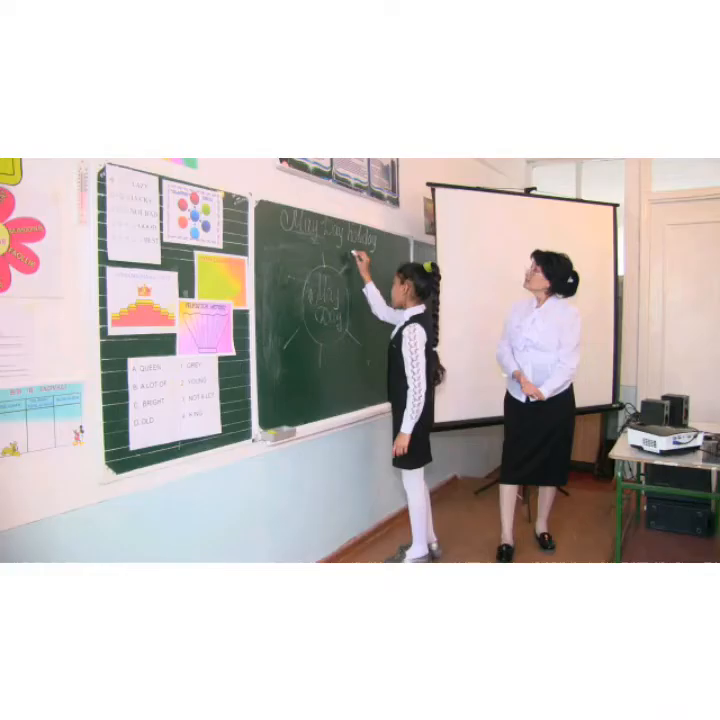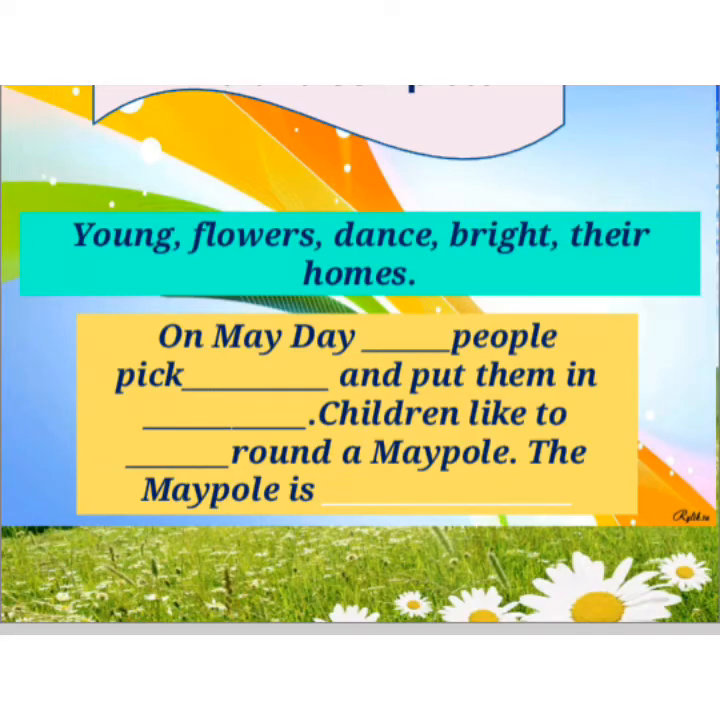Open your copybooks. Find activity 4 given on page 122. Here we must complete sentences using the new words. Let's do it together. On May Day, young people pick what? Flowers and put them in where? Their homes. Children like to dance around a maple. The maple is bright.